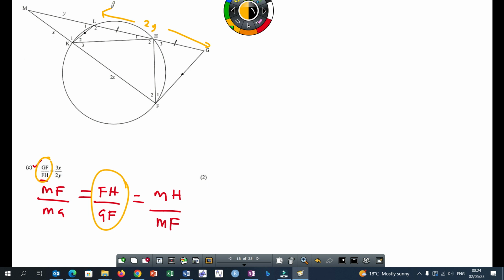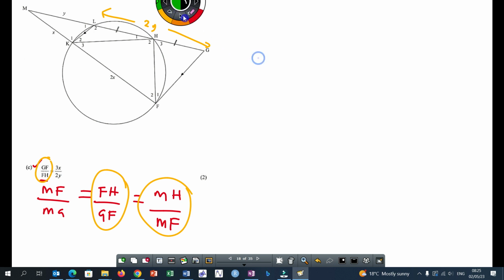Okay, so this one here may not work. To see MH, okay, MH, yes. And then we have got MF, yes. So I'm going to choose these two. Okay, I'm going to choose those two. So you have to use common sense. And here the reason will be similar triangles.